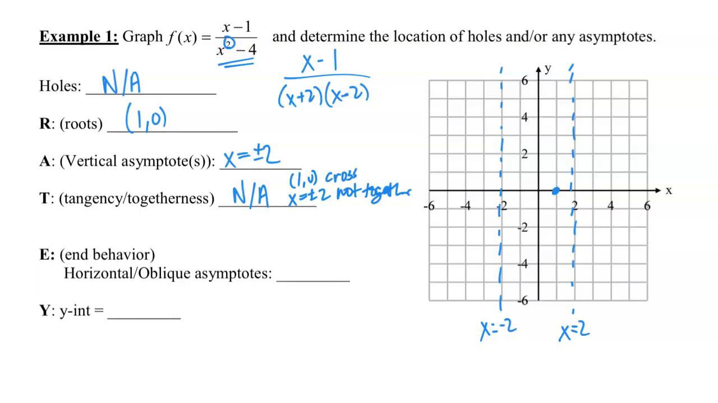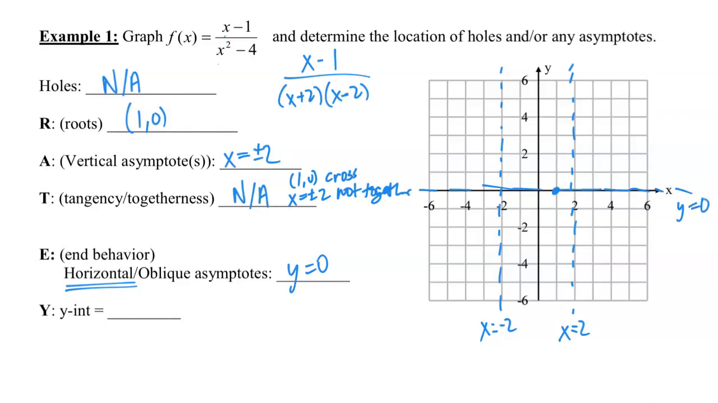Now for E, our end behavior, our horizontal or oblique asymptote, it's usually easier to look back at the original function. And so if I just erase what I've got here, the original function, the unfactored version, is bigger on bottom, and so that tells me that I am going to have a horizontal asymptote. Bigger on bottom means that it's going to be at y is equal to 0. So here at y equals 0, hopefully you can see that. I'm going to put a horizontal asymptote.